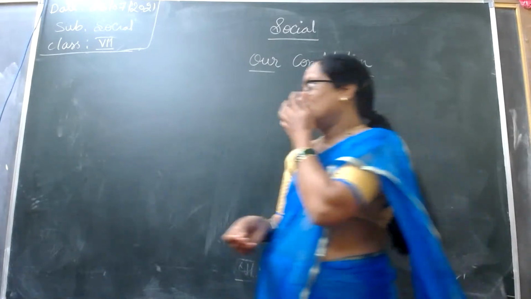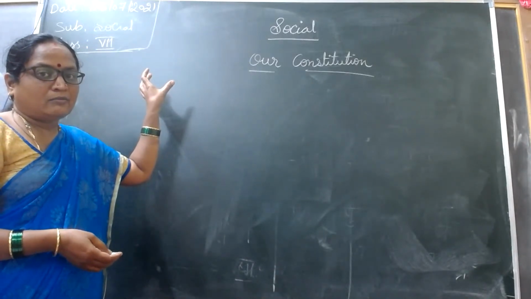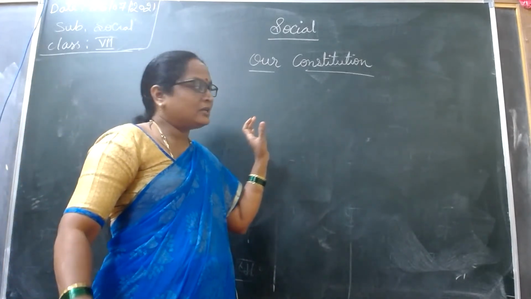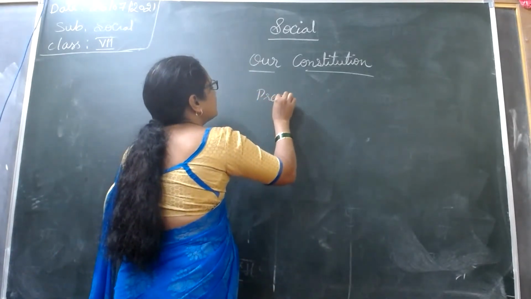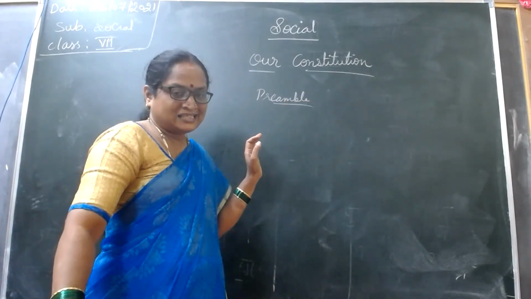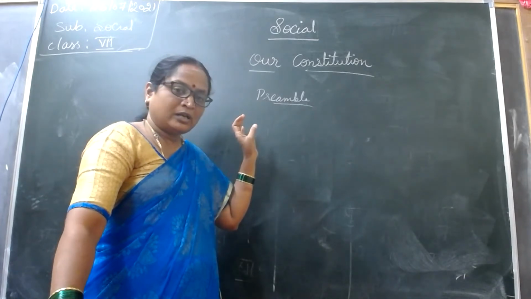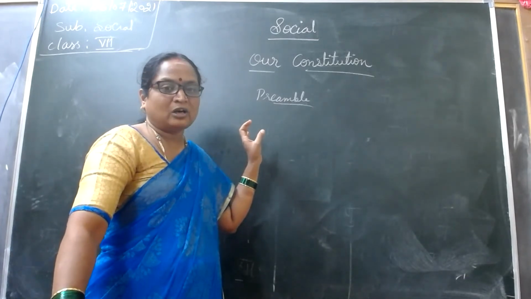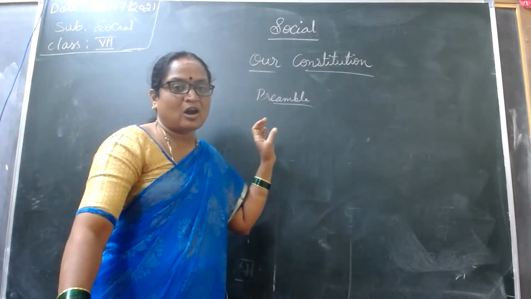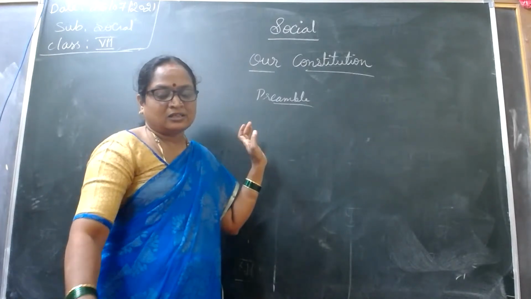I think you know, when we see the index page of our textbook, we can understand what it contains inside. Like that only, the preamble is the first page which includes all the meanings and principles followed by the citizens. For that reason, it is called the heart of the Indian Constitution. Some thinkers gave it the name jewelry of the Indian Constitution.